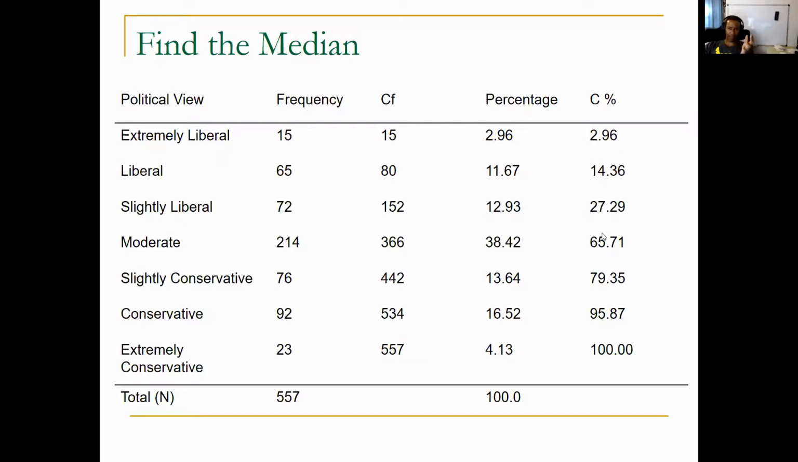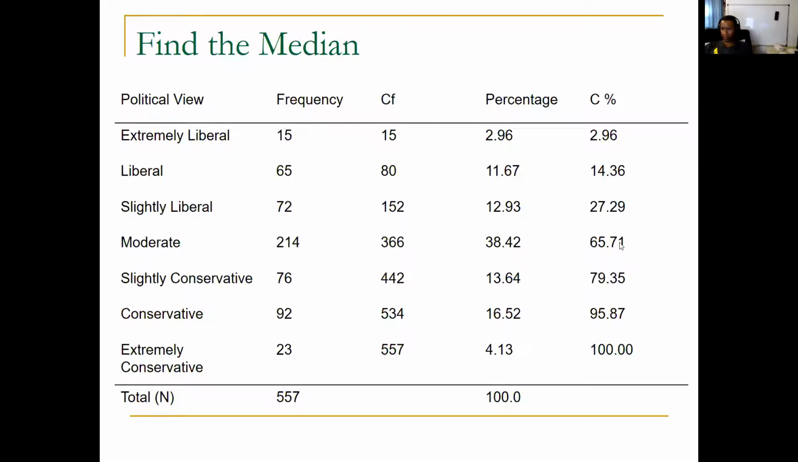This is a similar concept, but they're using different numbers. So you know the 50% mark is going to be above 27.29, below 65.71. So you go to the lower one, and we're going to be the moderate. Okay, that's how you do it. Or if you're looking for the 25% mark, it's going to be slightly liberal because it's going to be in between 14.36 and 27.29. You go down to the lower one, slightly liberal.